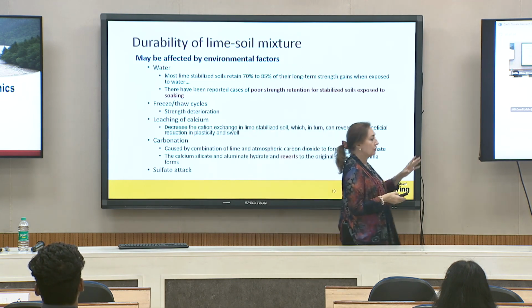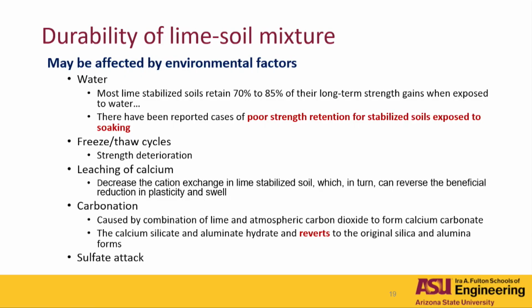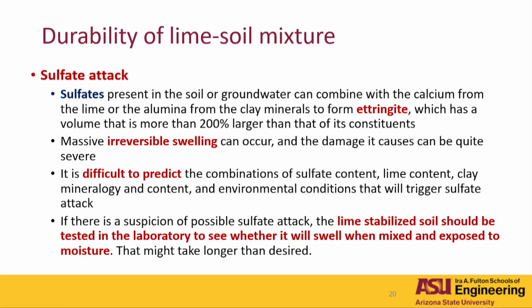Leaching of the calcium: usually you have the calcium in this one, and that is going to decrease, obviously, the cation exchange capacity that already occurred, and basically there is a reversal of the beneficial reduction in the plasticity of the soil. In other words, the soil will gain plasticity again. Carbonation is caused by the combination of the lime and atmospheric carbon dioxide, which forms calcium carbonate. The calcium silicate and the aluminum hydrate also revert to the original silica and aluminum form when that happens. And sulfate attack: I'm going to give a dedicated slide to that one. This is a very important one.